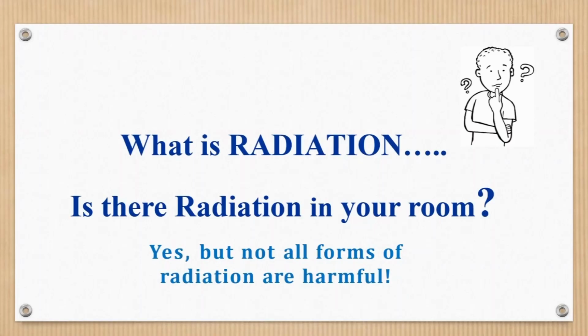Okay, first we will understand what is radiation. We are surrounded by radiation. Radiation is everywhere. But how can we understand whether radiation is harmful or not? Because right from your mobile phone to your surrounding walls, everything, all forms of radiation are there.